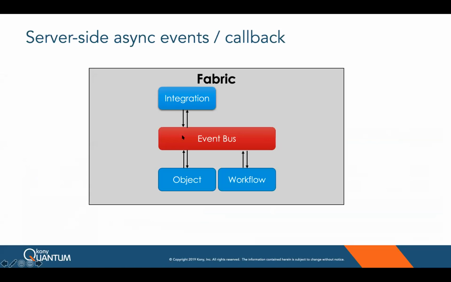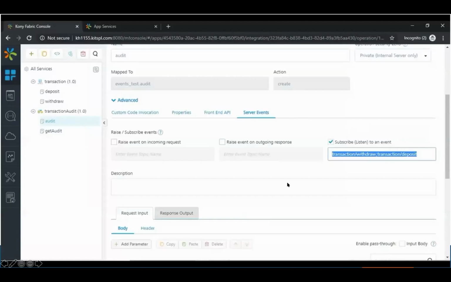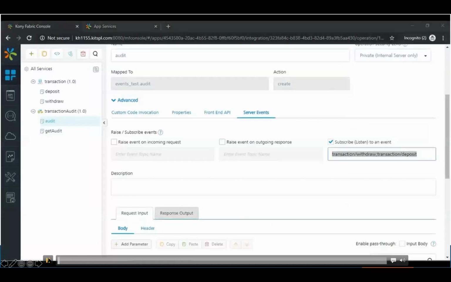So now that we have seen invoking this without writing any code, there is always a case for somebody wanting to invoke an event from custom code that they've written either in a preprocessor or a post-processor or as a Java service, right? So custom code support is also available. You also have support for third-party systems. If an LOB wants to invoke an event, we also expose a REST API so that you can fire an event from a third-party LOB onto Kony Fabric as well. So let us see how that is done.